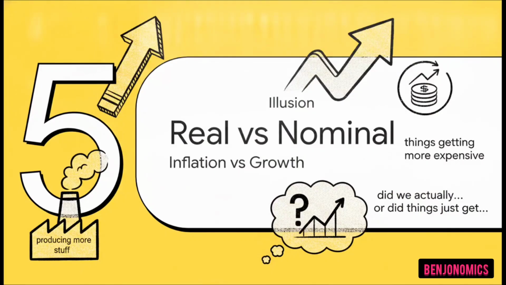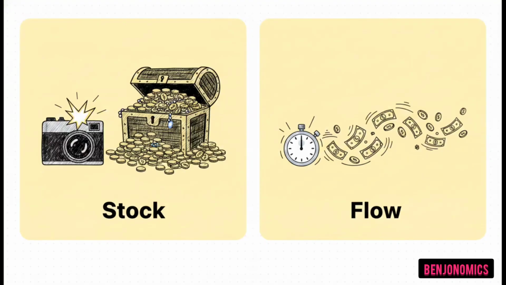And that brings us to Section 5, Real versus Nominal GDP. Let's separate the illusion of inflation from actual, genuine economic growth. Before we can even calculate growth, we have to distinguish between stock and flow variables. These are fundamental concepts. A stock variable is measured at a specific point in time, with no time unit attached, like the total wealth you have right now. A flow variable is measured per unit of time, like your monthly income. GDP, it's a flow. It's the output over a given year.